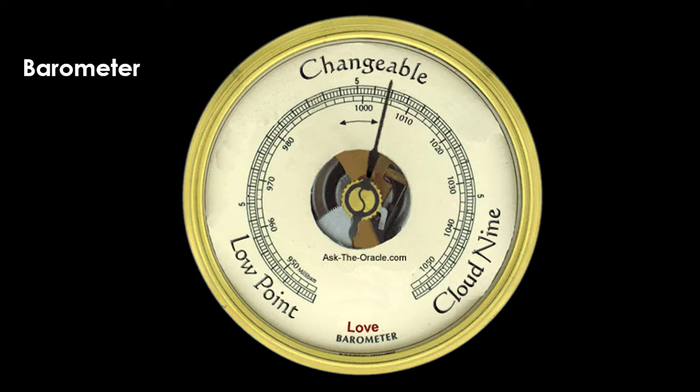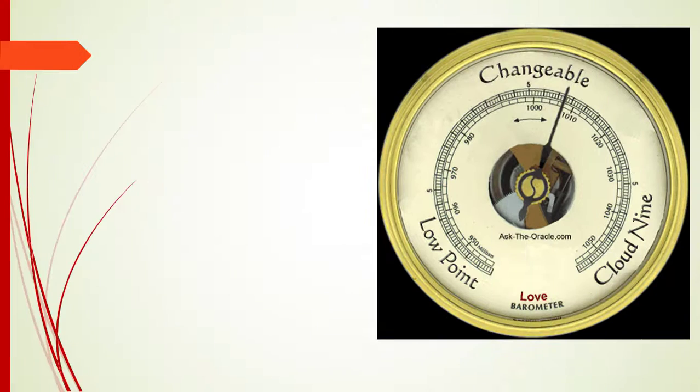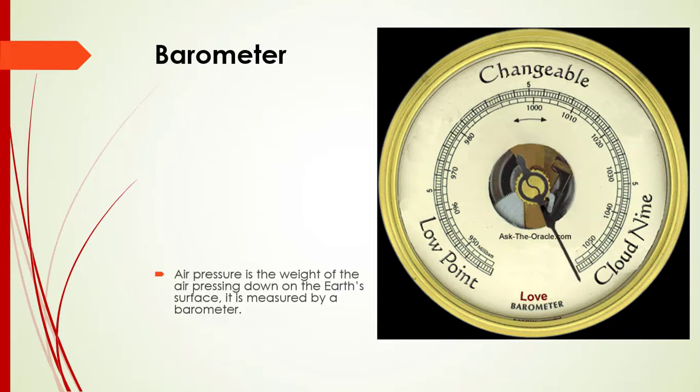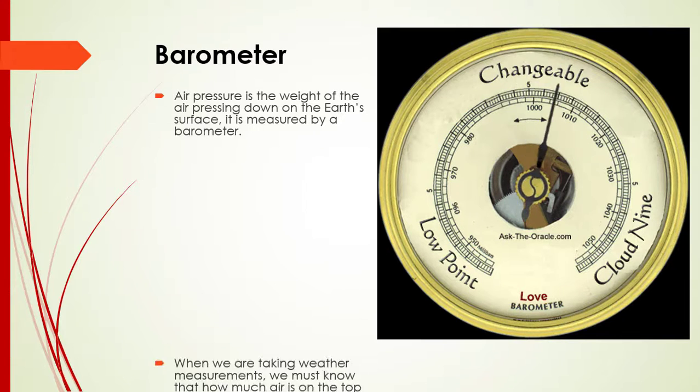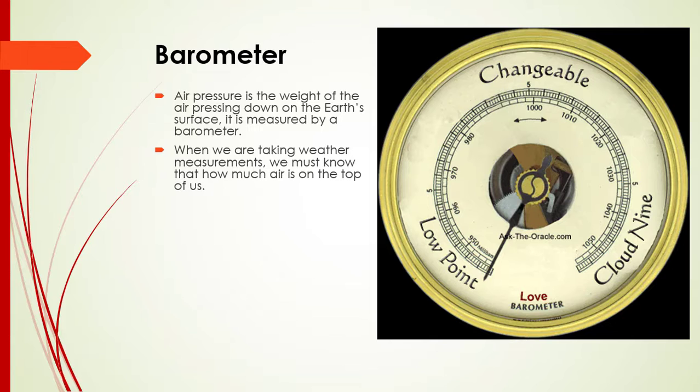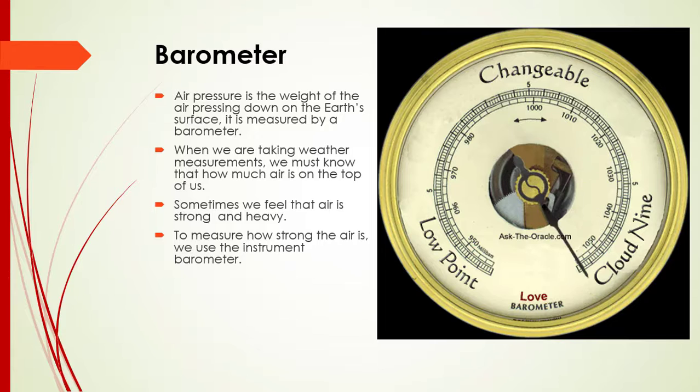Now, barometer. Air pressure is the weight of the air pressing down on the Earth's surface. It is measured by a barometer. When we are taking weather measurements, we must know how much air is on top of us. Sometimes we feel that air is strong and heavy. To measure how strong the air is, we use the instrument barometer.